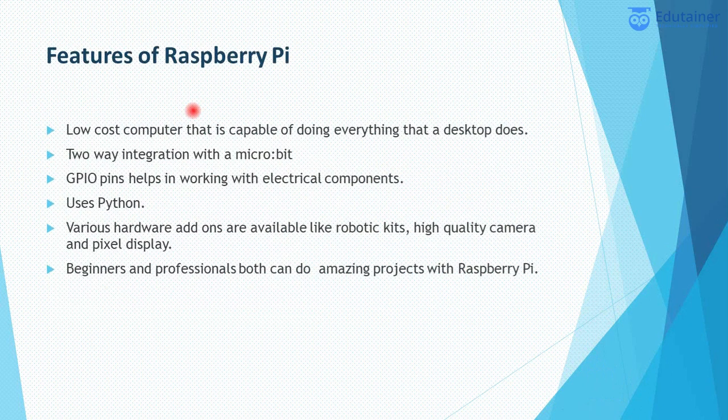Here are the features of Raspberry Pi. It is a low-cost computer that is capable of doing everything that a desktop does. It uses Python and even various hardware add-ons like robotic kits, high-quality camera, pixel display, and many more. Also, it is suitable for both beginners and professionals.